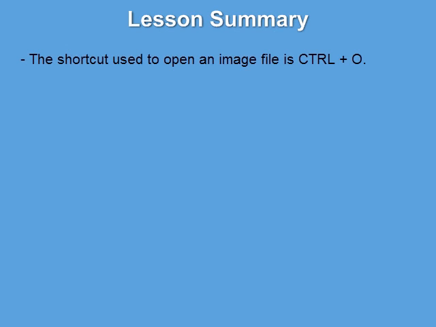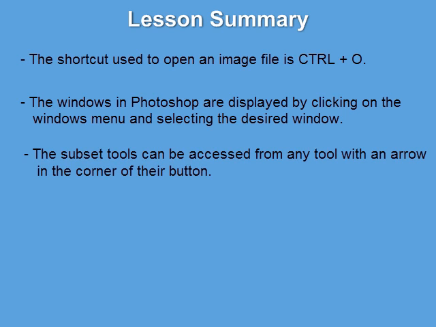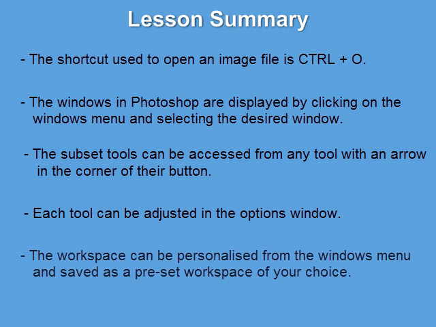The shortcut used to open an image file is Ctrl+O. The windows in Photoshop are displayed by clicking on the Windows menu and selecting the desired window. The subset tools can be accessed from any tool with an arrow in the corner of their button. Each tool can be adjusted in the Options window. The workspace can be personalized from the Windows menu and saved as a preset workspace of your choice.